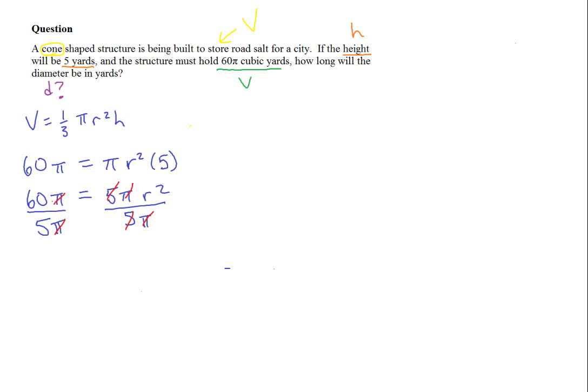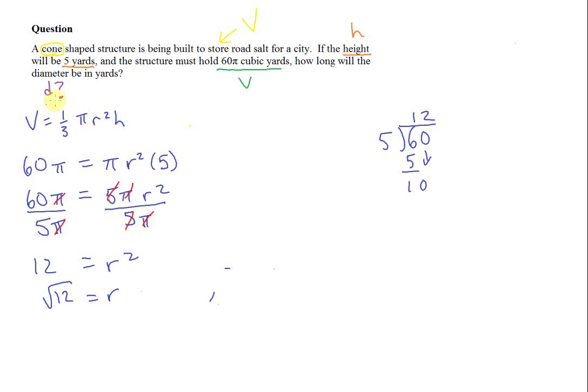And on this side the pi's cancel, so we have 60 divided by 5. You could probably do this in your head. If you really want to, you can write out the work just to make sure. 5 goes into 60 one time. 5 goes into 10 two times. So we have 12 is equal to r squared. Okay, so what's your answer here for the radius? The radius is equal to the square root of 12.